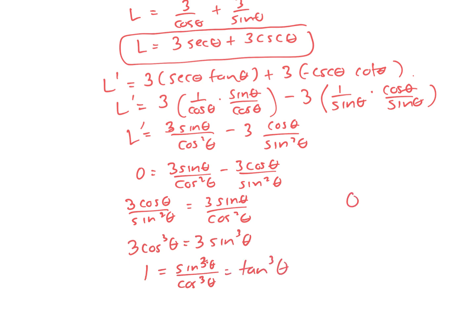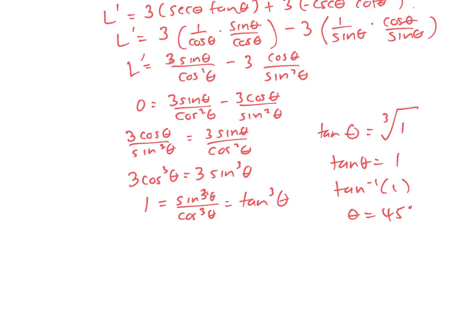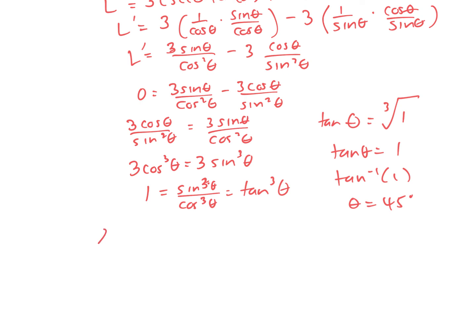And so in order to find tan, we're going to take the cube root of 1. So tan theta is going to be the cube root of 1. So the cube root of 1 is just 1. So I want the angle, so let's do shift tan or inverse tan of 1. So theta works out to be 45 degrees. And once you have that angle, you can go back and find the lengths.